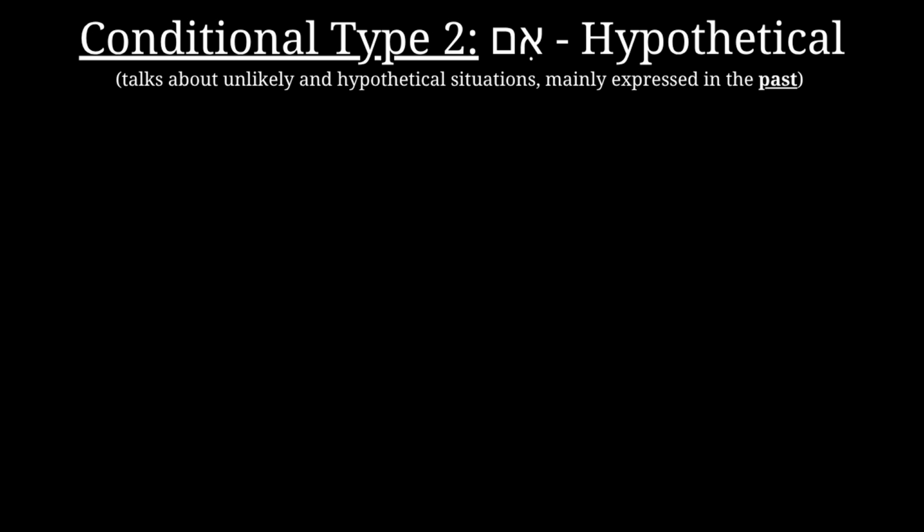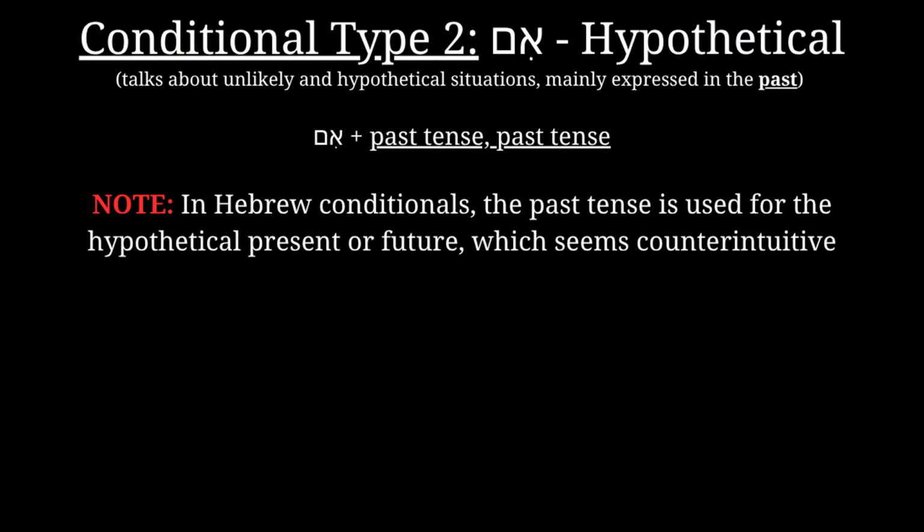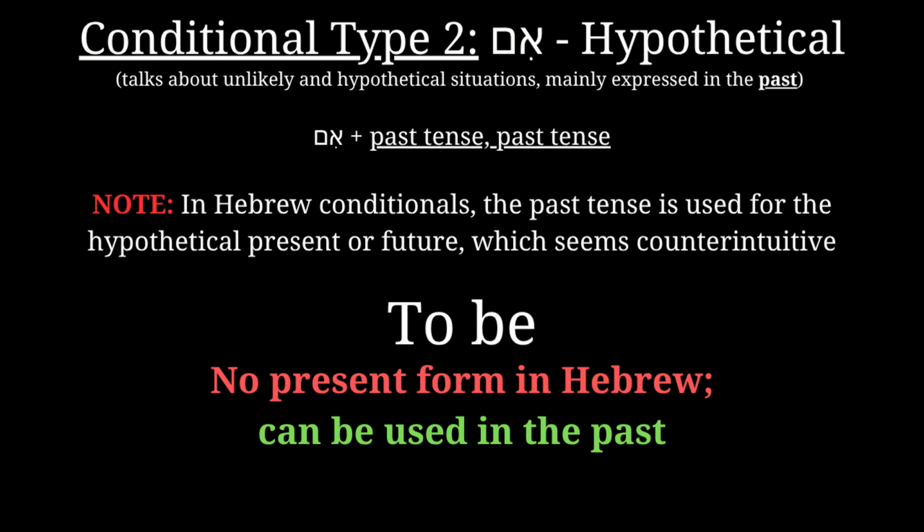Conditional type 2 talks about unlikely and hypothetical situations, and the structure is "im" plus the past tense and then the past tense. In this case, the meaning will be hypothetical because the past tense is used for the hypothetical present or future, which seems counterintuitive, but that's how the concept works in Hebrew. However, this is where we have to apply the verb to be. And in case you don't remember, this verb does not have a present form in Hebrew, but it can be used in the past for conditional states.